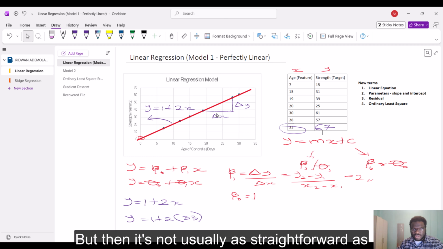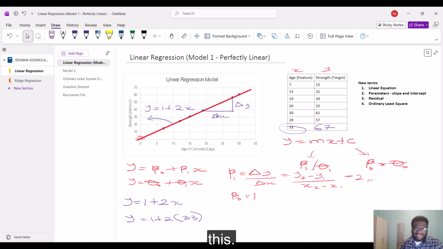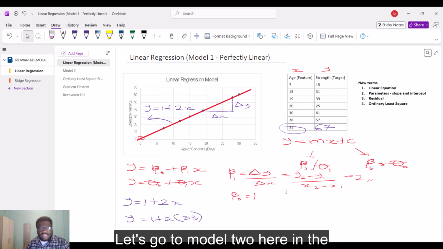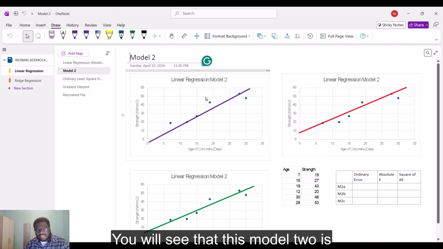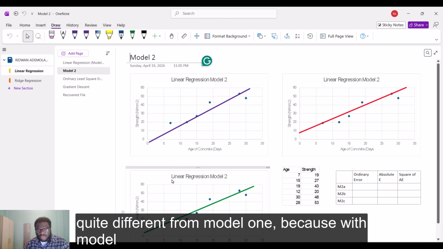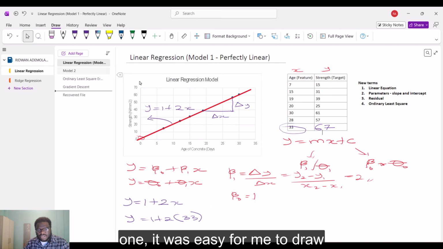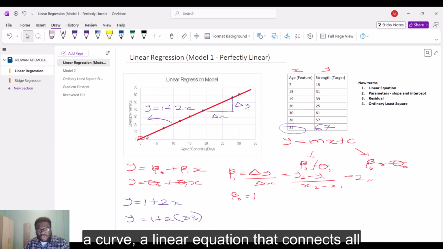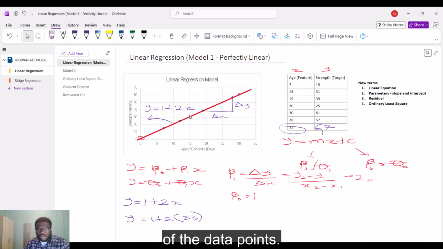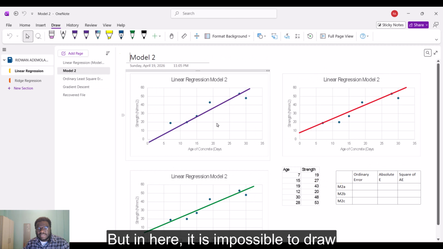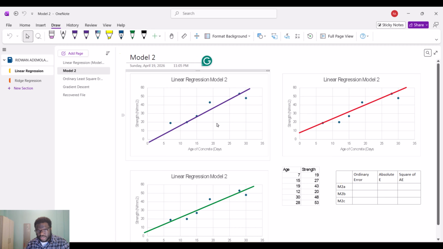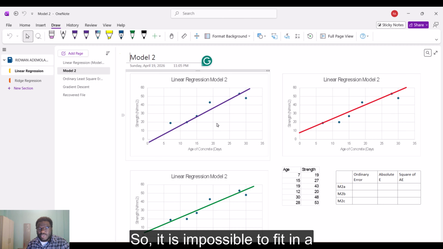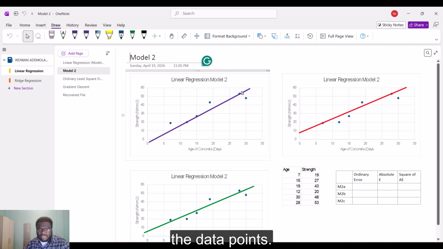But then it's not usually as straightforward as this. This is just an example. Let's go to model 2 here. In the second tab, you will see that this model 2 is quite different from model 1, because with model 1, it was easy for me to draw a linear equation that connects all of the data points. But here, it is impossible to draw a curve to fit a model. So it is impossible to fit a model that is able to connect all of the data points.